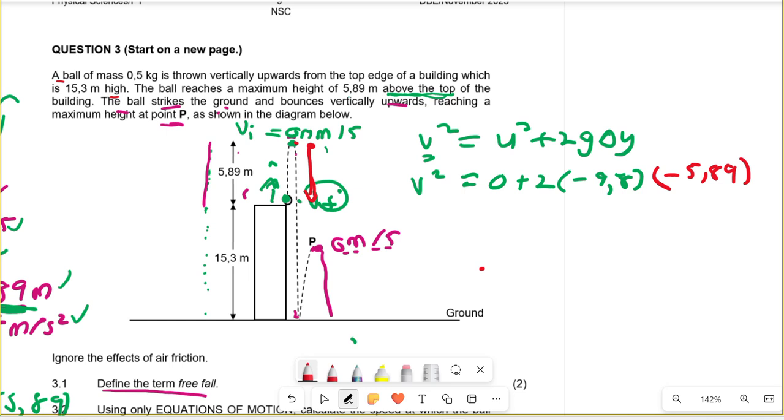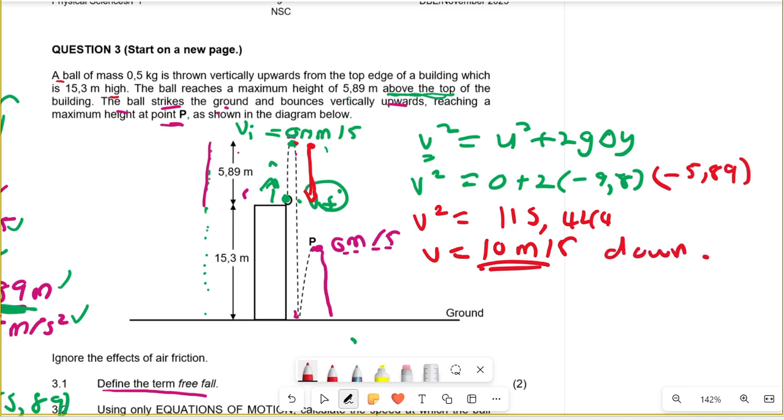Yeah? All of us? Okay, V squared is equal to, this will give you positive 5.444, which will then give you the same answer. So what we're basically saying is the speed at which the ball left the edge of the building, that is the VF.